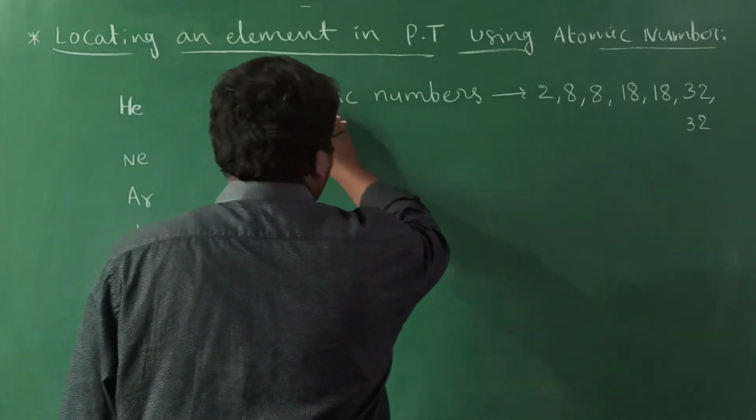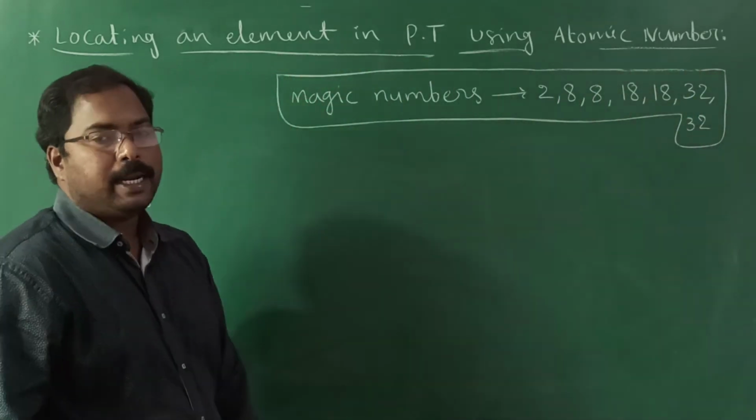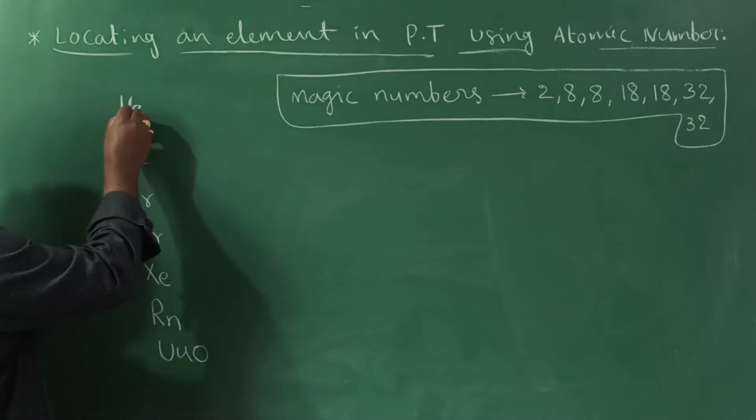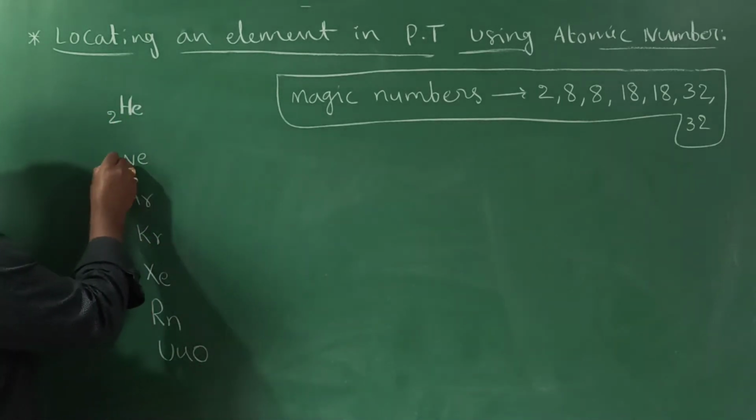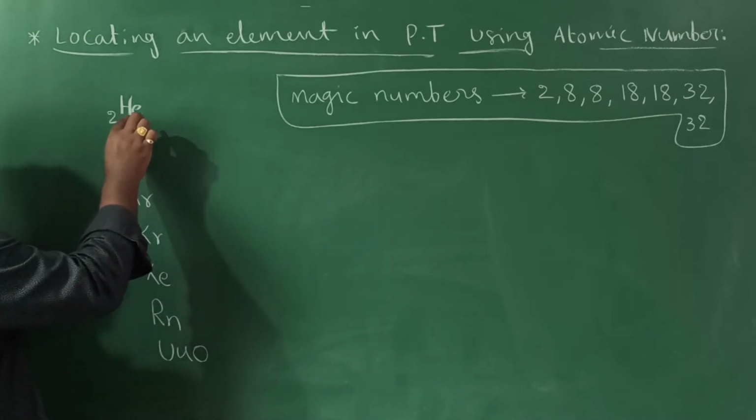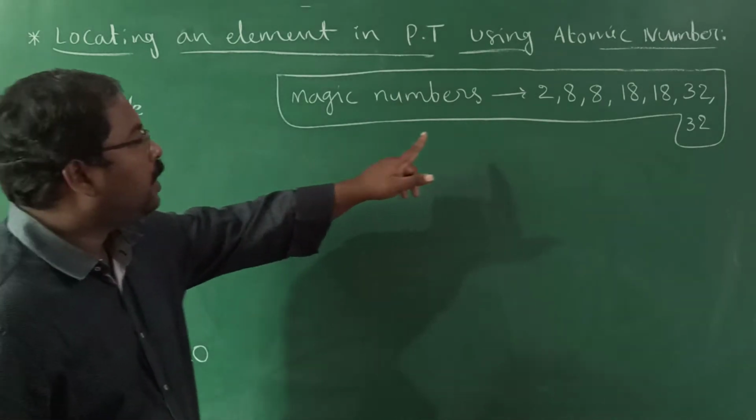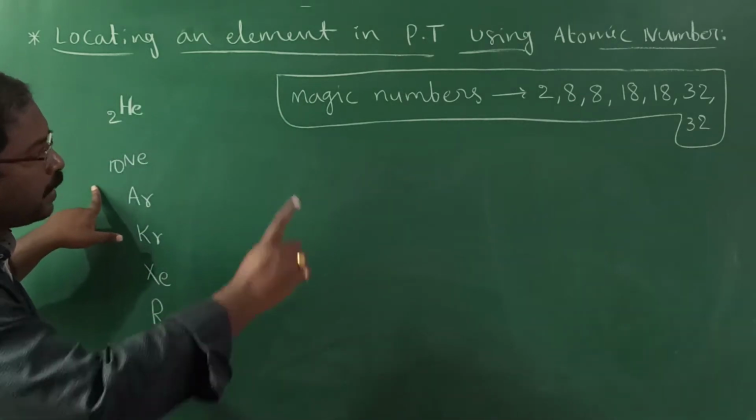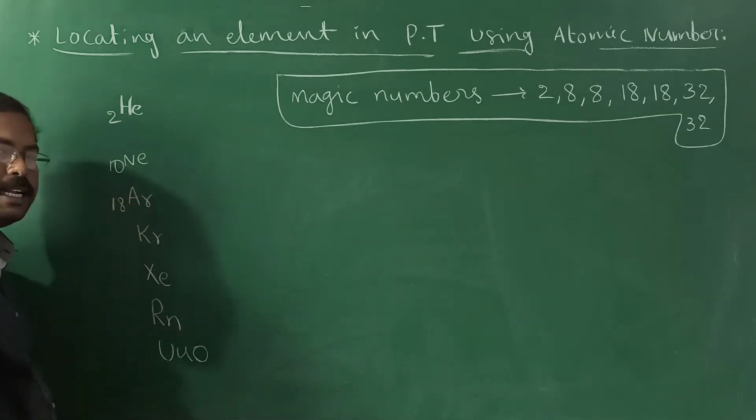Now, using these magic numbers, we can find the atomic number of any element in the group. For example, helium, we know its atomic number is 2. Neon you also learned as 10. Even if you know the atomic number of the first element, you will come to know the next element. For the next element we have to add 8. So 2 plus 8, 10. After that again we add 8. So 10 plus 8, 18 is the atomic number of argon.